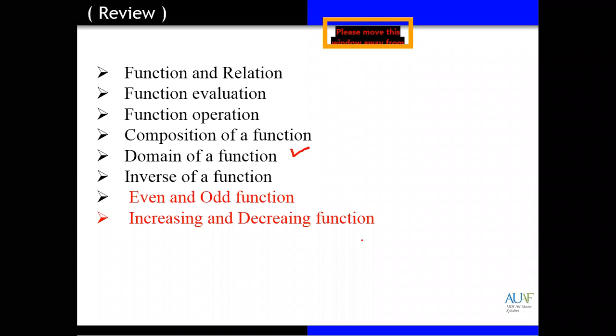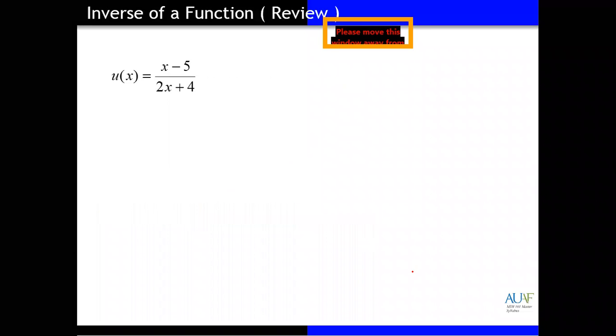So first we have a review of finding the inverse function, but not only inverse function, also how to find the domain of a function and the range of this function. Domain and range. Now you can see this function has a variable in the numerator and also the denominator. It's a rational function. So for a rational function, first we need to simplify.